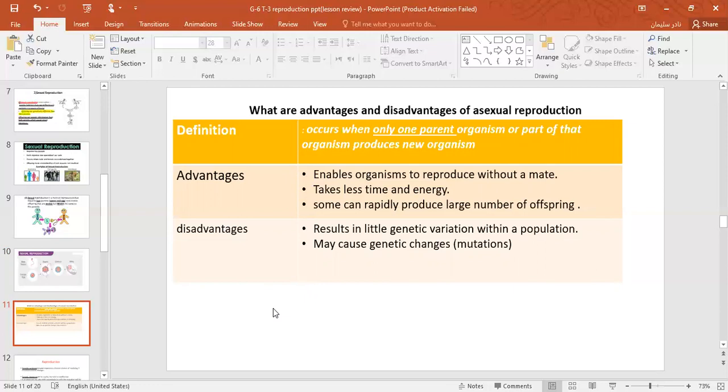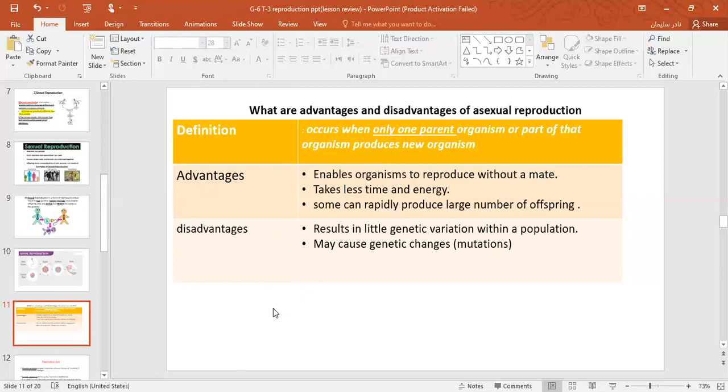This is very important in what? It takes less time and less energy. Why does it take less time? Because no need for the organism to go from one place to another and to look for a partner. If an organism needs a partner, this will take time. And for example, if an animal needs a partner to mate, it has to go from one place to another to look for a partner. So this will cause the animal to consume more energy. That's why in asexual reproduction, we can say it takes less time and less energy.